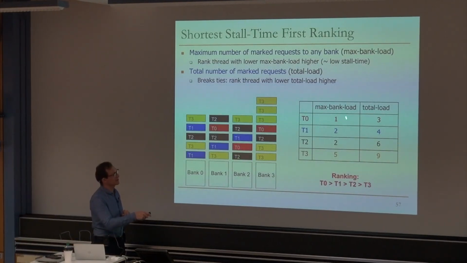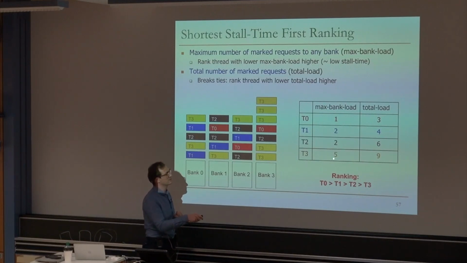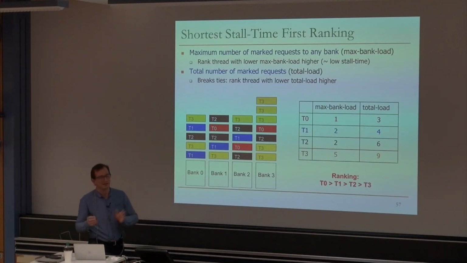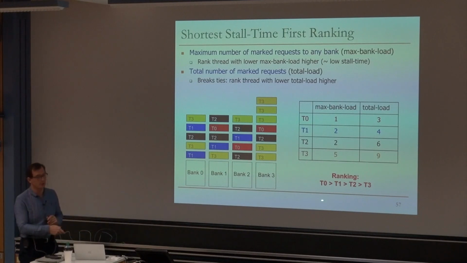Now we can form a ranking between these threads. Max bank load is lowest here, so thread 0 is ranked higher than thread 1. By the tiebreaker, thread 1 is ranked higher than thread 2, and thread 2 is ranked higher than thread 3. So that's the idea. That's going to be the scheduling order that we're going to use.